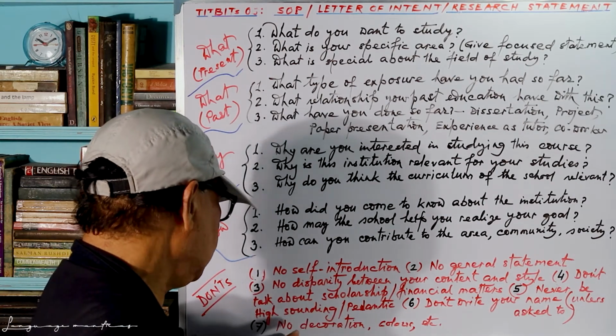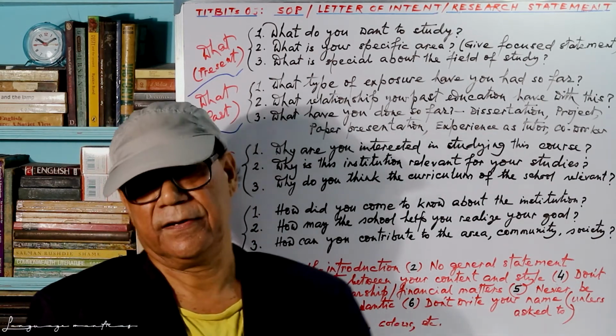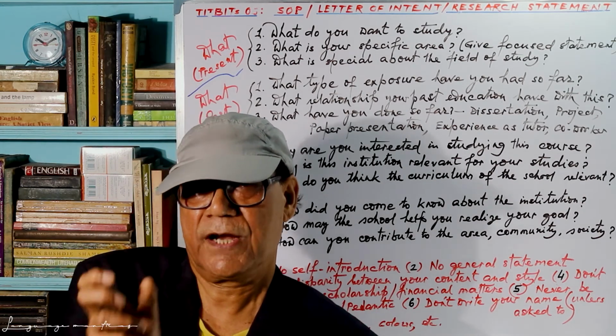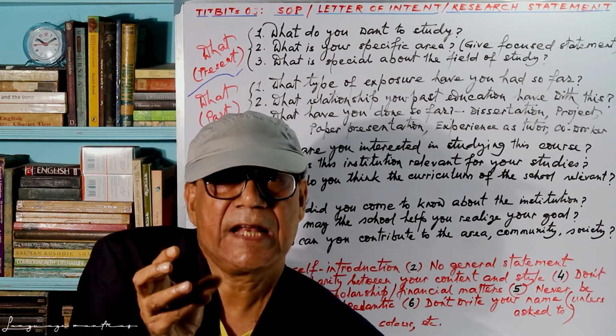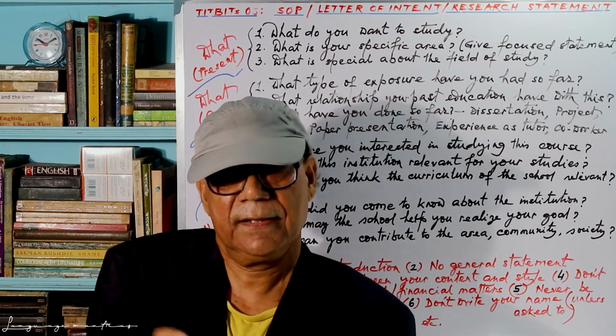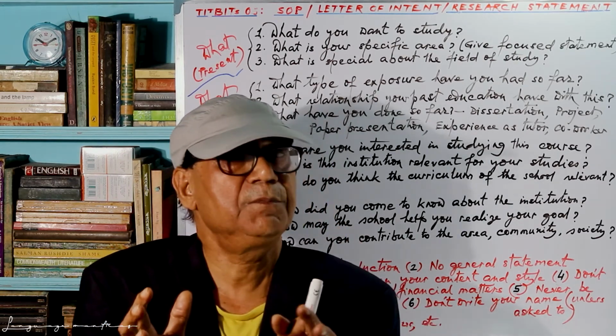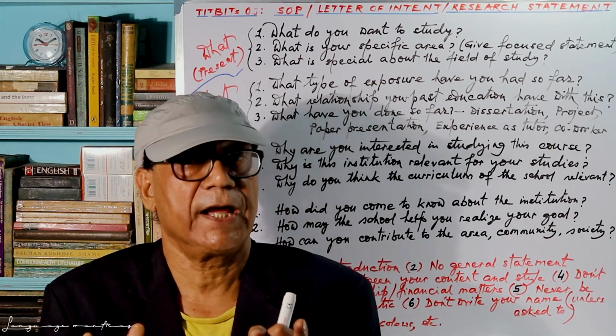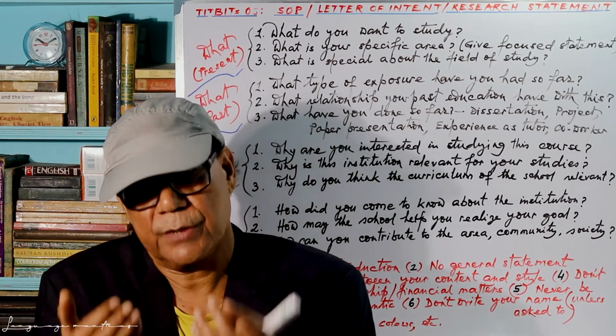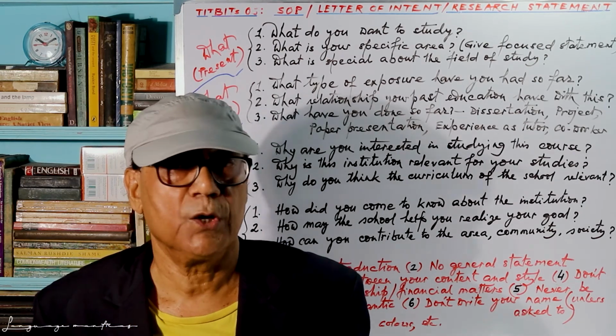And number seven, no decoration, color, etc. Very important thing. Don't try to color it. Don't try to make it attractive by force, by color. If you want to make it attractive, do it with your content and style, your language, your subject matter. That is what they want.